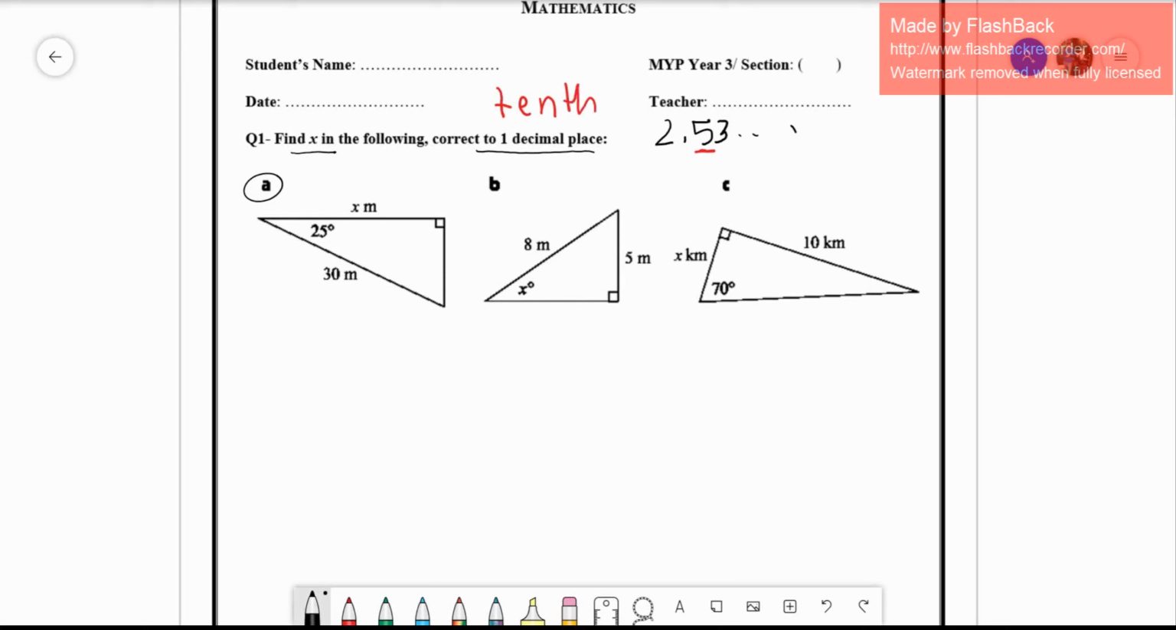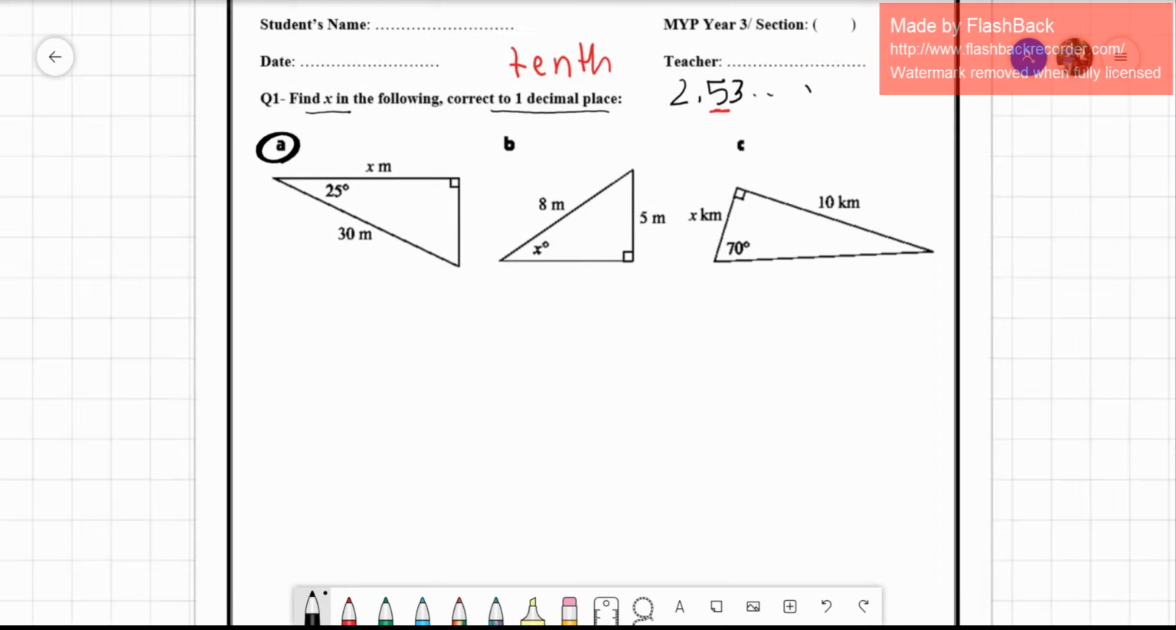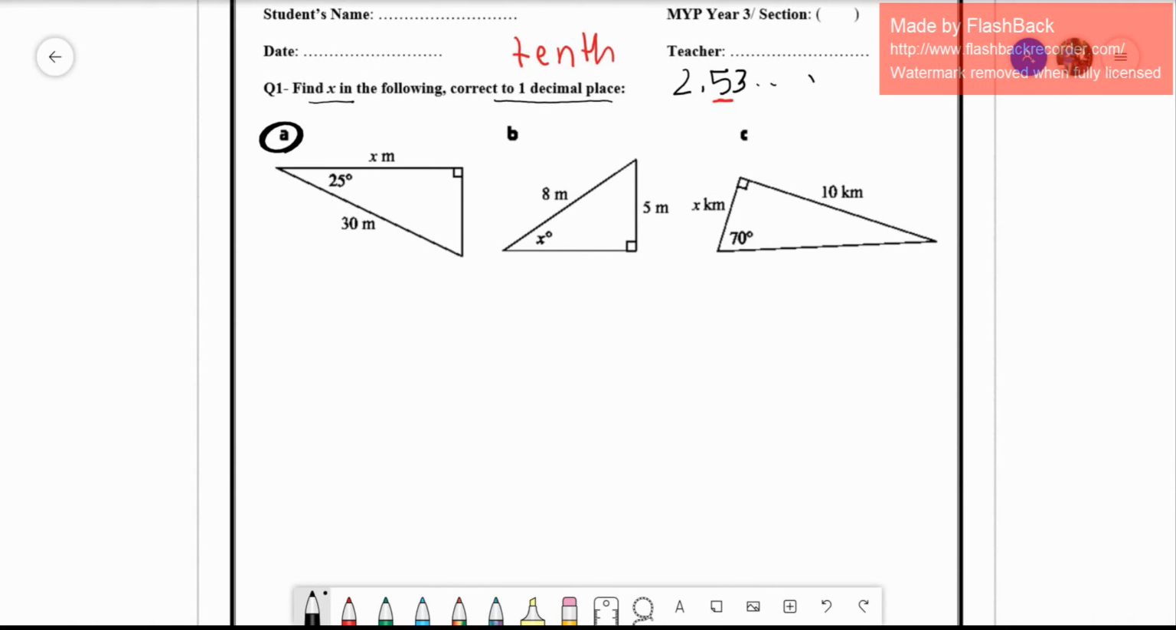Let's look at part A. Here, look at x. It's a side or an angle? It's a side. So I'm going to find a missing side here. How do you find a missing side? I'm going to use trigonometry, since it's the relationship between sides and angles in a right triangle. This is my angle, which is 25 degrees. And you have also the right angle, which is 90. Now, always, the side facing the 90 degree we call the hypotenuse. Therefore, 30 meters is my hypotenuse.